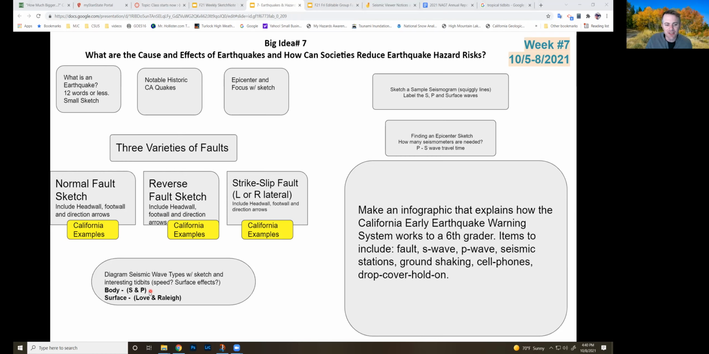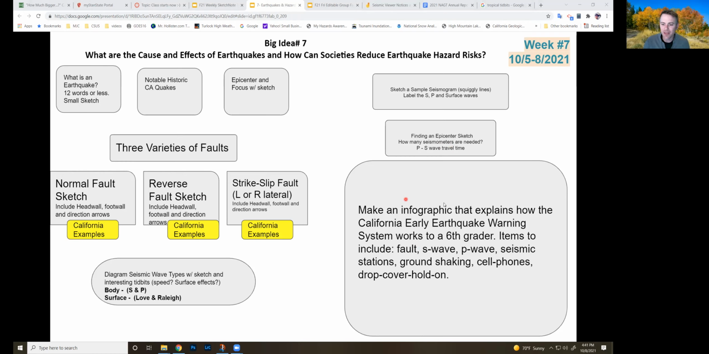We're going to sketch some of these interesting tidbits about the S waves and the P waves, which move through the body of the earth, and a couple of different waves called Love and Rayleigh waves, which move through the surface of the earth, or roll along the surface of the earth. You're going to sketch a simple little seismogram, which is the squiggly lines that you see in all the movies when earthquakes happen. We'll figure out how to find the epicenter of an earthquake.